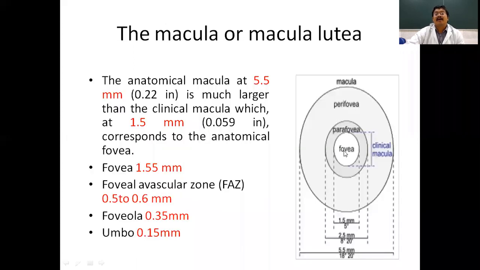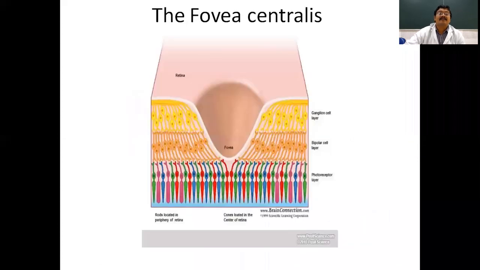The fovea contains the parafovea, which measures 1.5 mm, and next is the region that corresponds to the clinical macula. It is surrounded by a 0.5 millimeter parafoveal region, which in turn is surrounded by a 1.5 millimeter perifoveal zone. Totally it includes the macula, the total anatomical macula. The clinical macula corresponds to the fovea. It is the center part of the macula where you have the highest visual acuity.